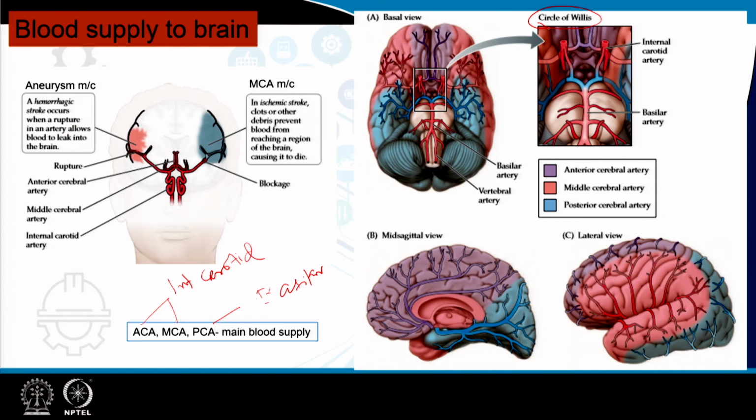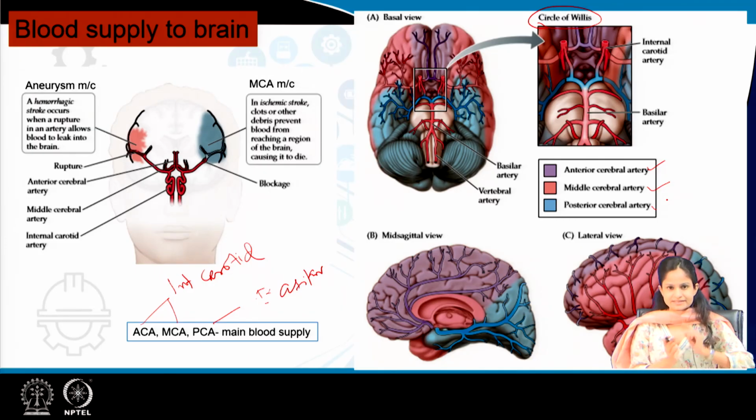There we have anterior cerebral artery, middle cerebral artery, posterior cerebral artery with their minor branches like anterior communicating artery and the posterior communicating artery, which finally completes this circle of Willis. So they are the major source of supply of blood to the brain. Now why is this important? Because there are 2 types of stroke we get. The one is hemorrhagic stroke, the other is ischemic stroke.